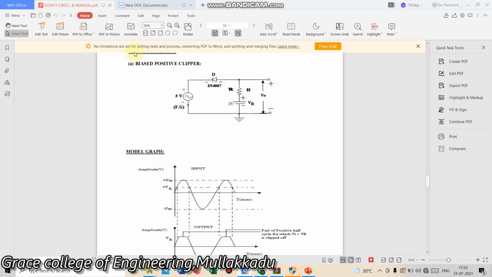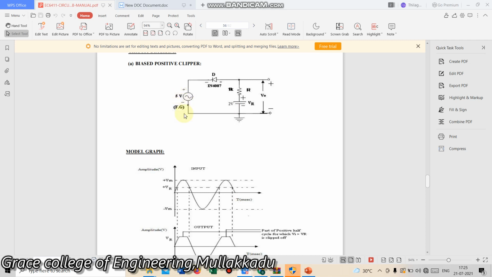See, this is the clipper circuit. This is a biased positive clipper circuit. Since here the positive terminal is connected to this resistance combination and the diode is connected here, it is called a positive clipper. Here is the cathode, here is the anode. We are giving an input sinusoidal signal using the FG, and it will clip by means of this biasing voltage, 2 volt.